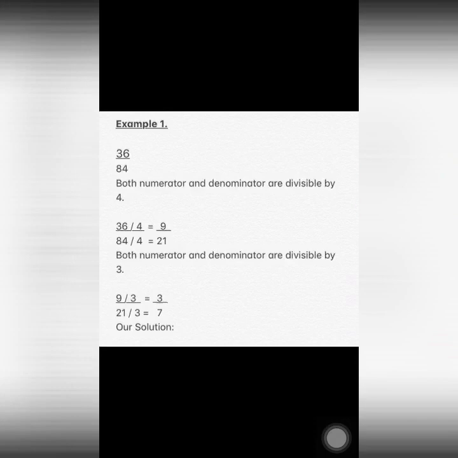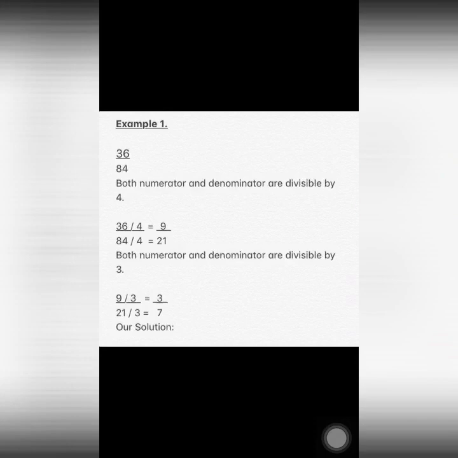So we have here the example, 36 over 84. Both numerator and denominator are divisible by 4. So 36 divided by 4 is equal to 9. 84 divided by 4 is equal to 21. So both numerator and denominator are divisible by 3. So 9 divided by 3 is equal to 3. 21 divided by 3 is equal to 7. So this is our solution.